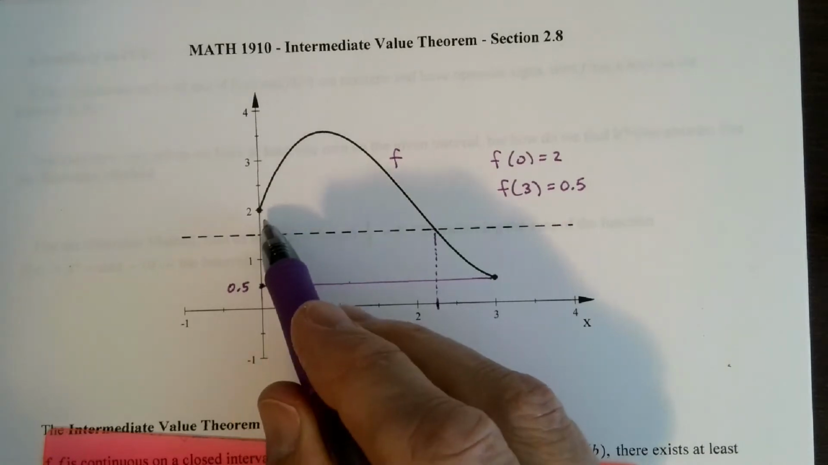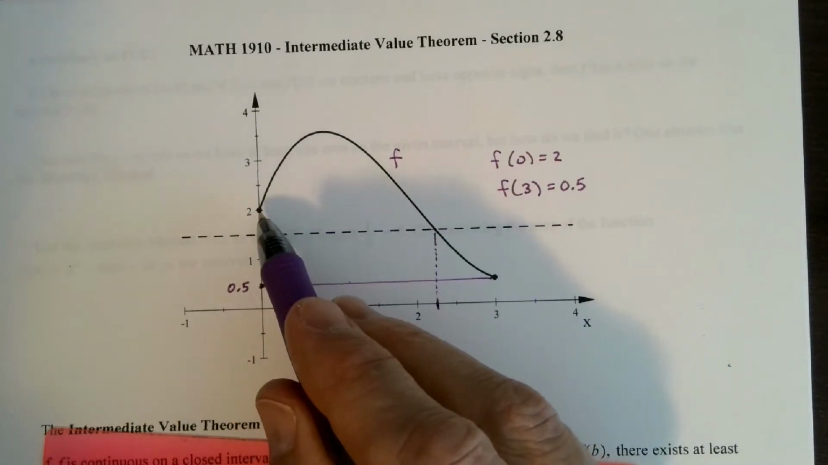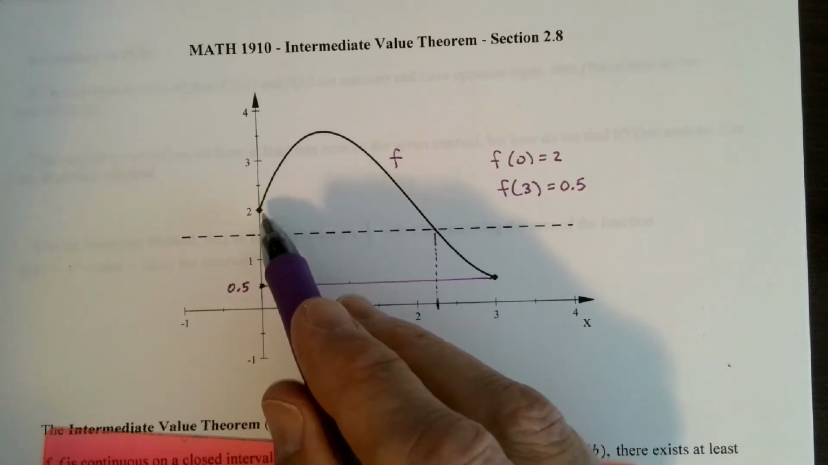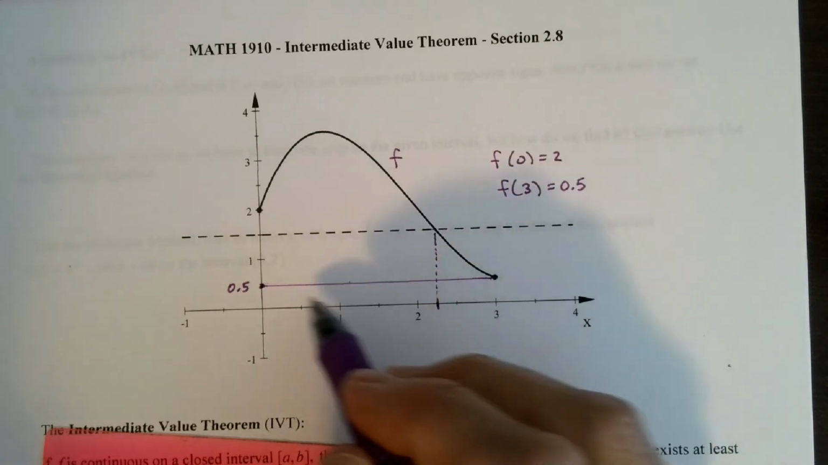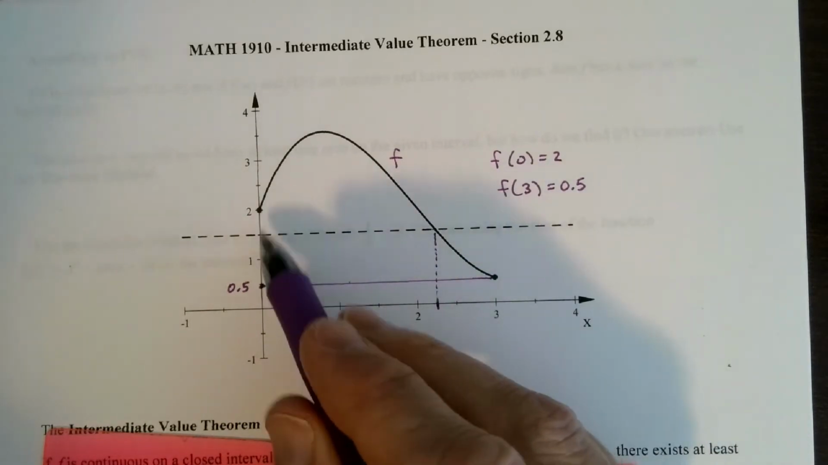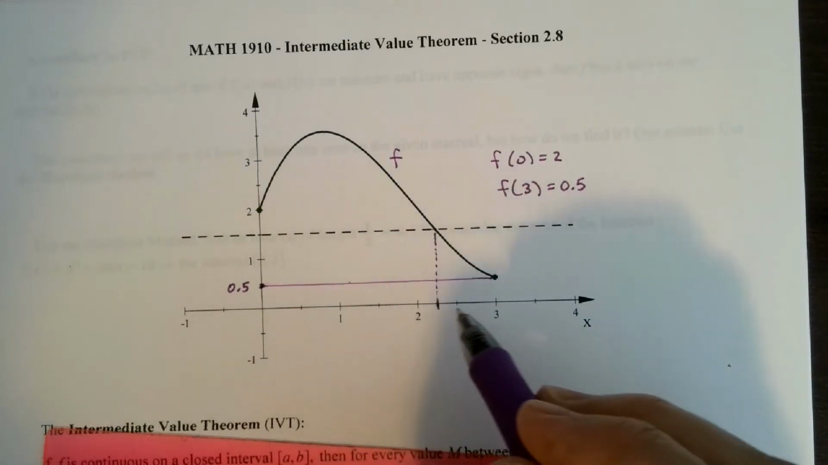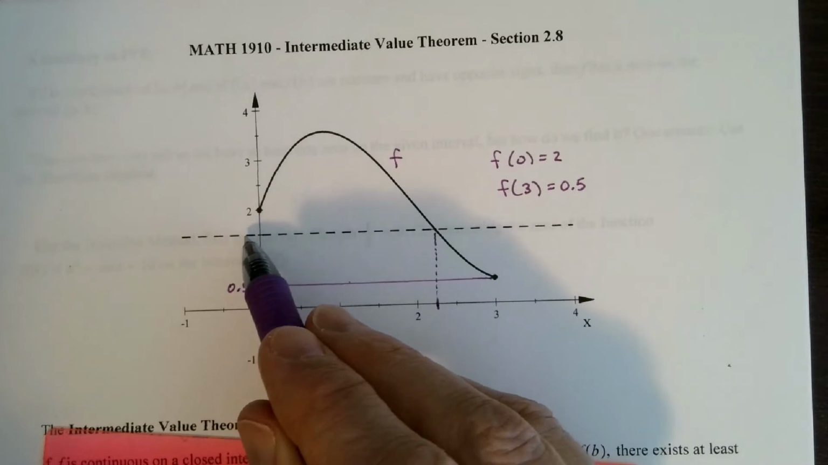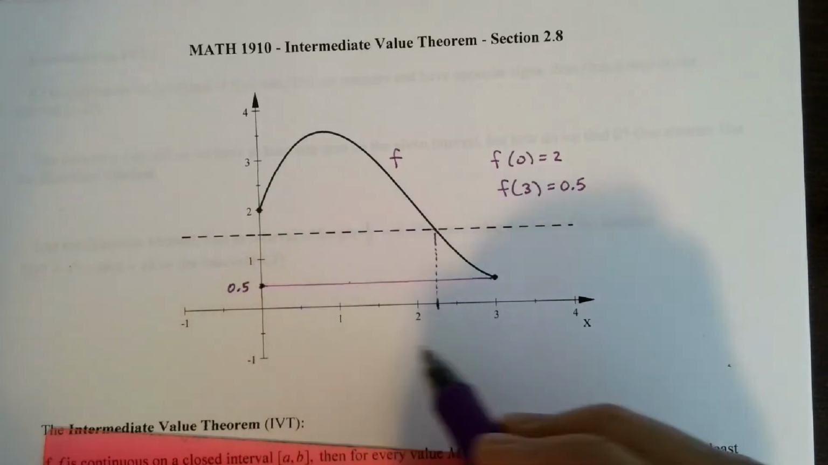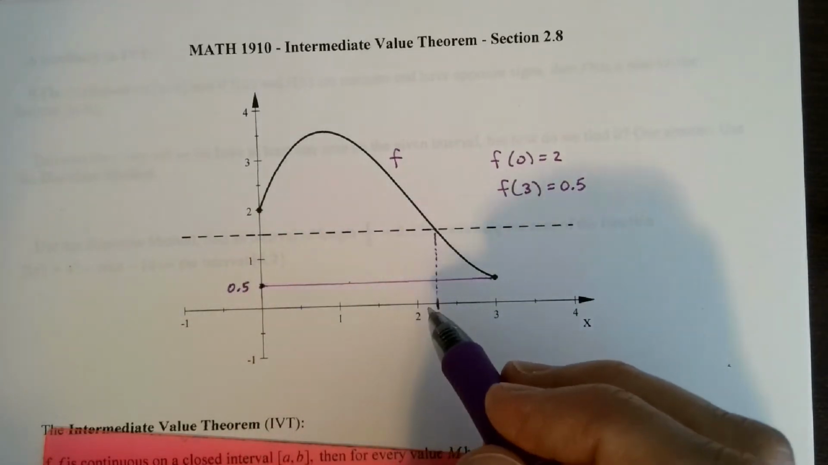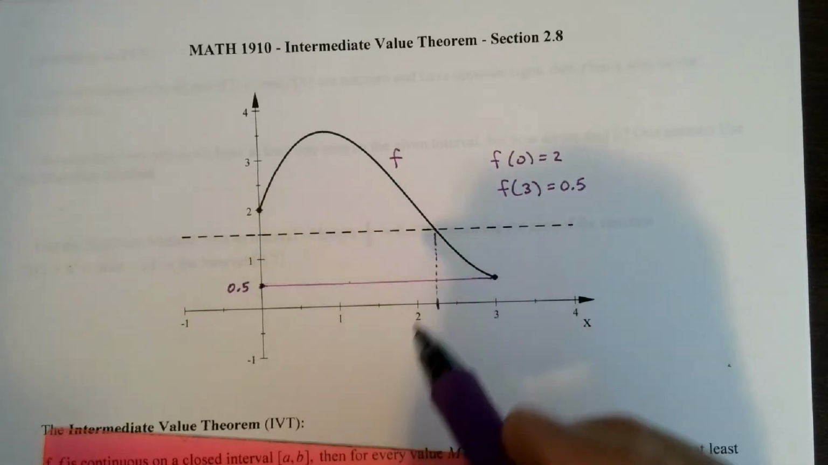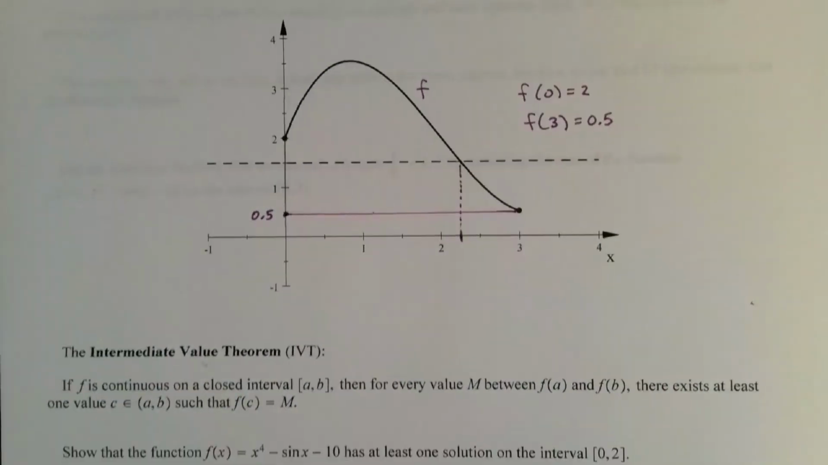And so the intermediate value theorem says that for any intermediate value, any value between your outputs at your endpoints, so to speak, there must be at least some input on that interval that will give you that corresponding output. So there's at least one value x on the interval from 0 to 3 where f of x is equal to 1.5. And so that's the idea of the intermediate value theorem.